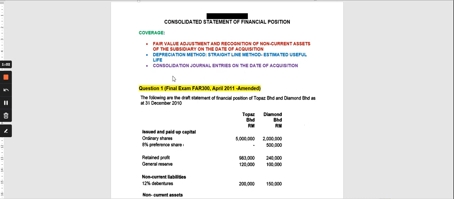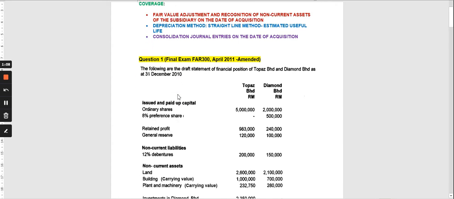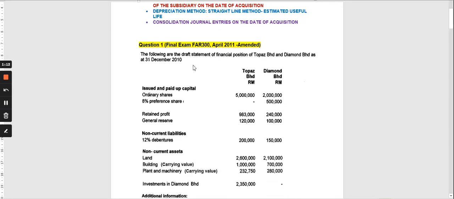What I'm doing today is taking a final exam question, FAR300, which is an old question that has been amended to suit the current accounting requirements of MFRS 10, IFRS 10, and MFRS 3 or IFRS 3 on consolidated financial statements and business combinations.